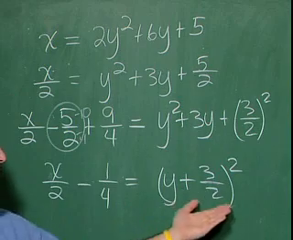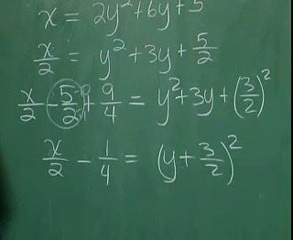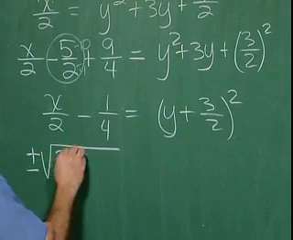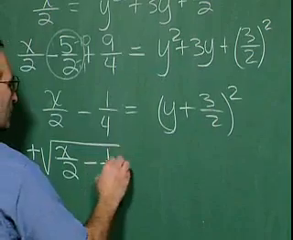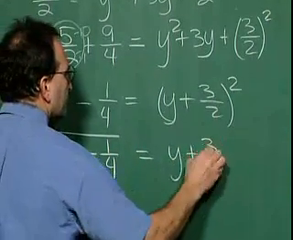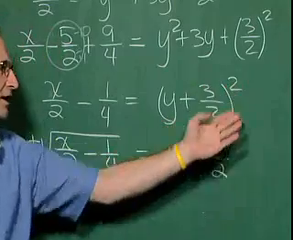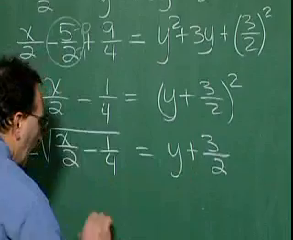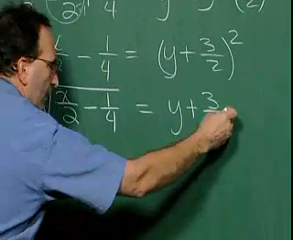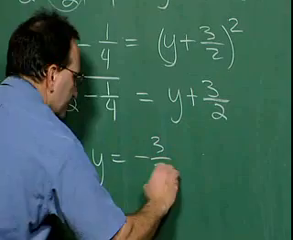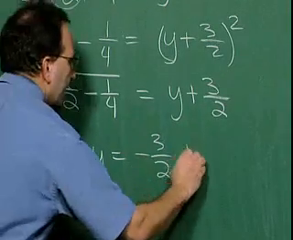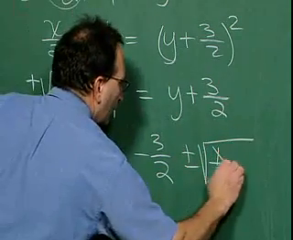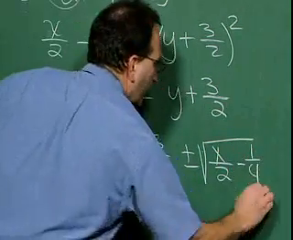Now what I do is I take the square root of both sides. So I have the square root, and it's plus or minus, the square root of x over 2 minus 1 over 4 equals y plus 3/2. And of course, the squared is canceled out by the square root. So I have y is equal to, I have to, of course, subtract the negative 3/2 from that side, and then it's going to be plus or minus the square root of x over 2 minus 1/4.